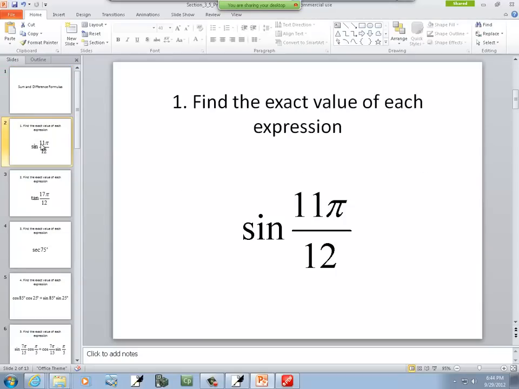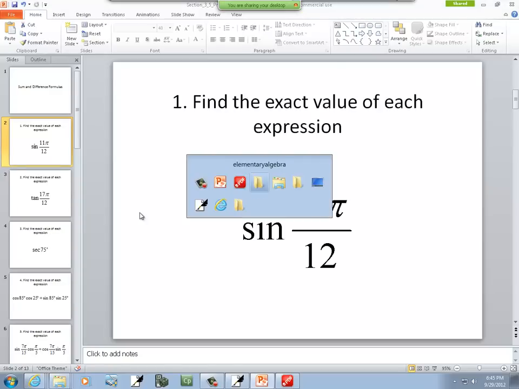These problems are meant to get you used to working with those formulas. That's their main purpose. Let's look at our first one. It says find the exact value of each expression. Well, we got sine of 11 pi over 12. We're going to try to rewrite 11 pi over 12 as either a sum or difference of two angles on a unit circle. So first thing we need to do is get our values the same in terms of the denominator as what's on a unit circle.